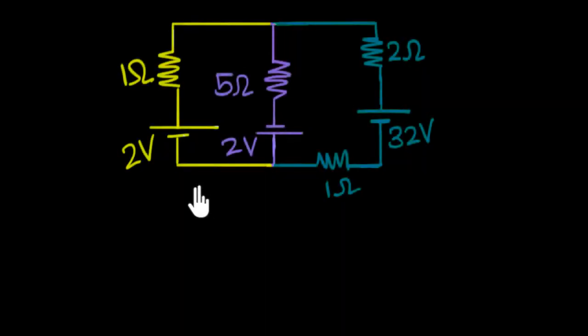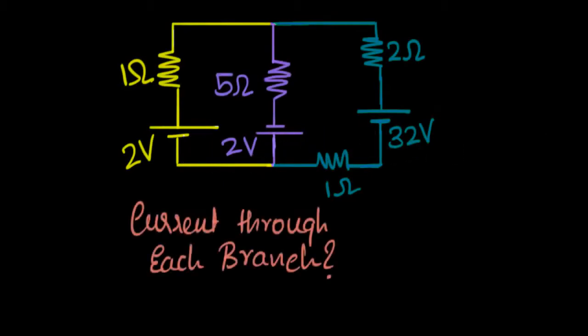Suppose we are given a circuit with some resistors and some batteries. We are asked to find out the current through each branch. Current through each of these wires is what we need to figure out. So how do we do this?